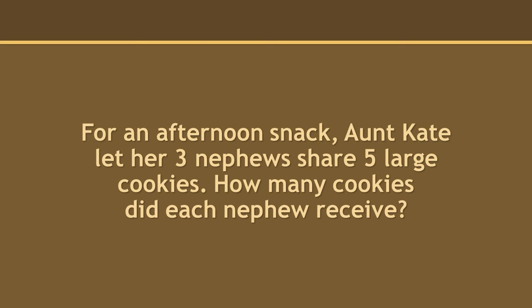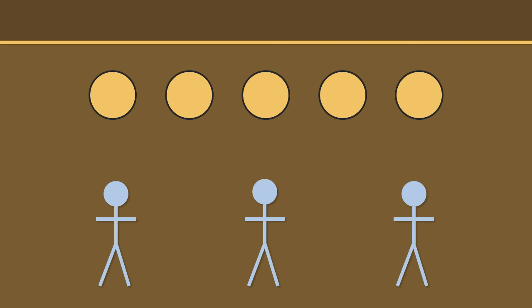Now here's one more practice problem that we are going to do, and we're going to do a word problem. So this word problem says, for an afternoon snack, Aunt Kate let her 3 nephews share 5 large cookies. How many cookies did each nephew receive? Well, let's take a look at this picture. So here we have the 3 nephews, and here we have the 5 cookies.